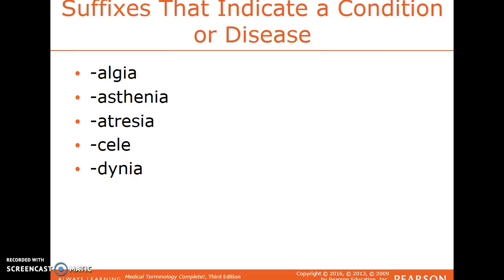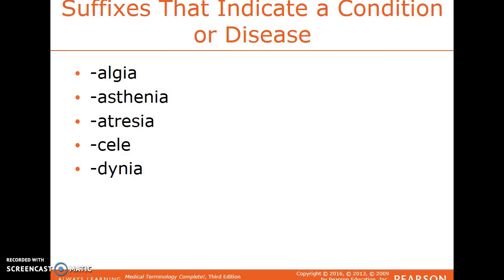Suffixes that indicate a condition or a disease. Algia is pain. Asthenia means weakness. So the term myasthenia literally means weakness of the muscles. Atresia is a closure or the absence of a normal body opening. So the term hysteratresia is the closure or absence of the uterine cavity.